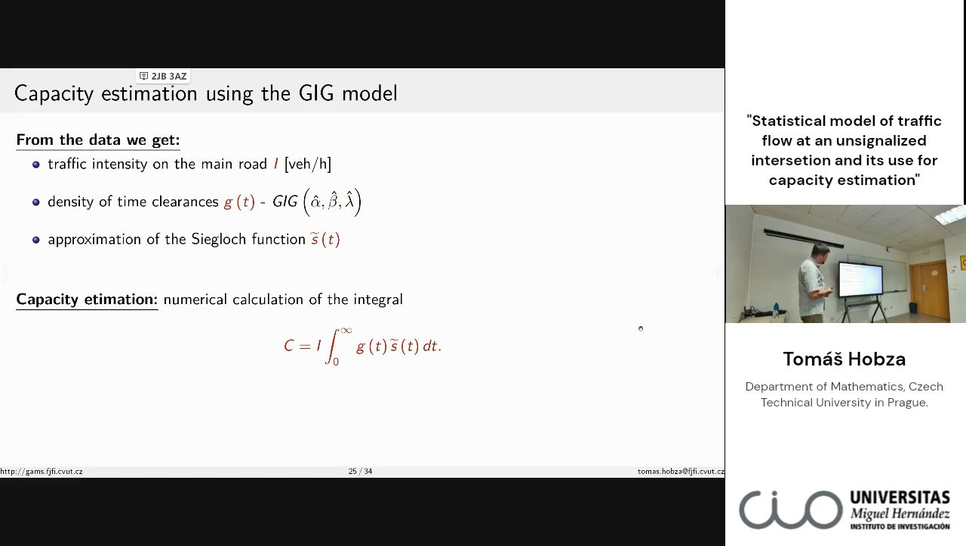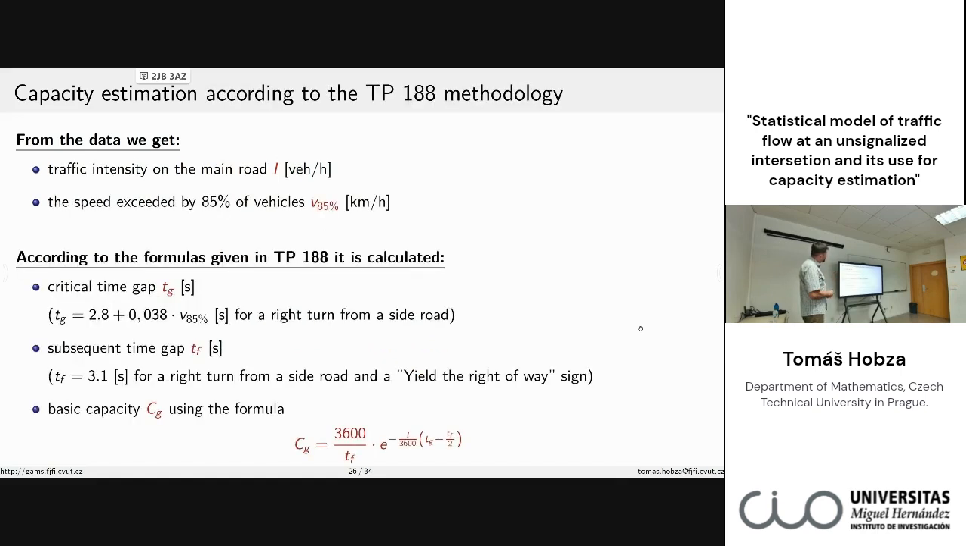And I would like to compare the results of this proposal with the methodology which is now official in the Czech Republic, called the TP188 methodology from the Ministry of Transport. In fact, it was approved in 2018, and it is a copy of a methodology from Germany, only with small modifications. So how does this methodology work? As inputs, they need the traffic intensity and the 85% quantile of the velocities on the main road. And they calculate, using some formulas, the critical time gap, which is a constant. They have some formula like this, with some coefficient and the quantile of velocities. For example, for dataset one, we obtained something like 4.3 seconds. So this is some formula which was empirically obtained somewhere, nobody knows where.